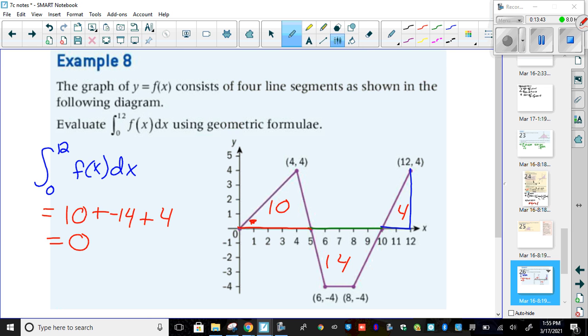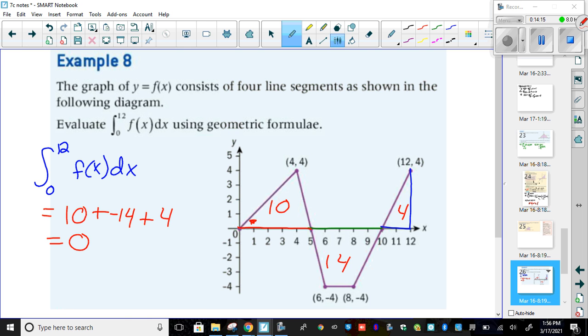Okay. But this is, again, using geometric formulas to come up with those areas, but keeping in mind the ones that are below are negative. So make a note to yourself, I would highly recommend here, to take care with area under the curve versus evaluating integrals. If I ask for the total area under the curve, my answer to this would be 28. Evaluating the integral, my answer is 0. 2 different things that we're finding.